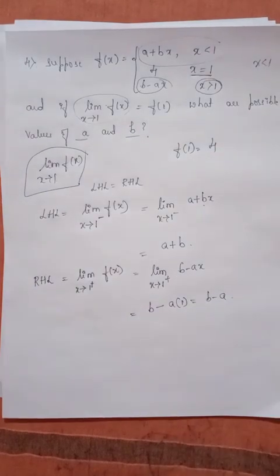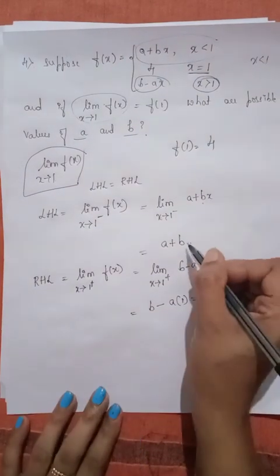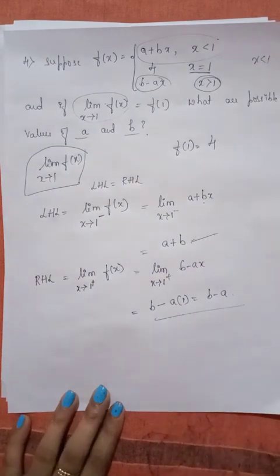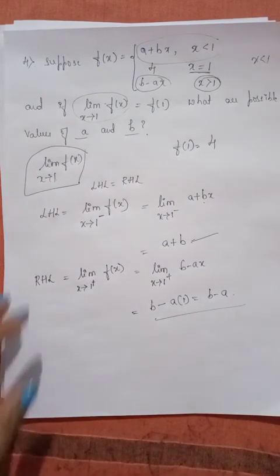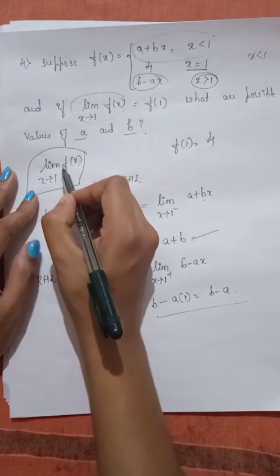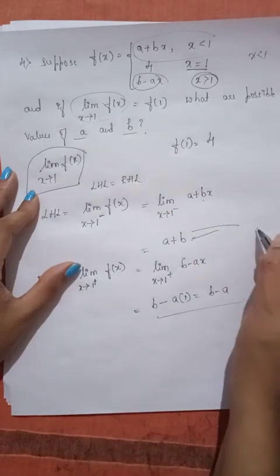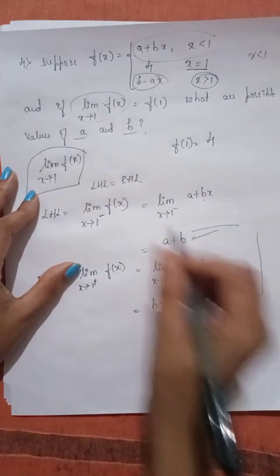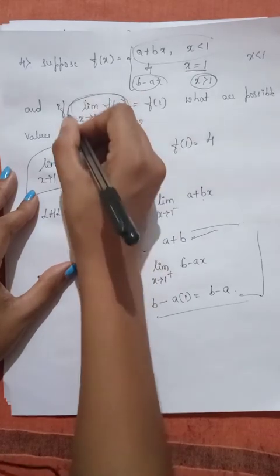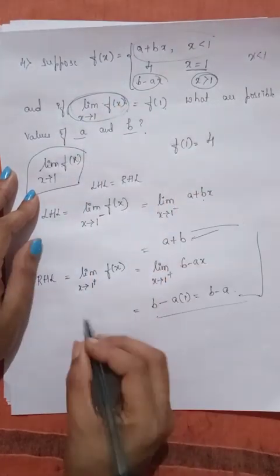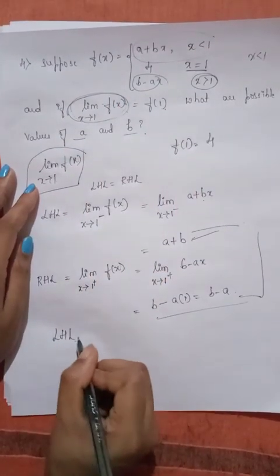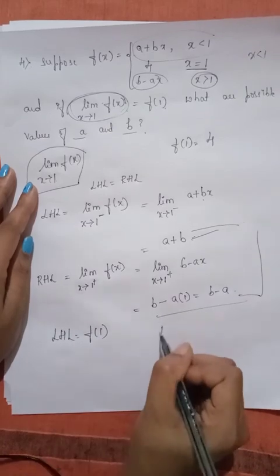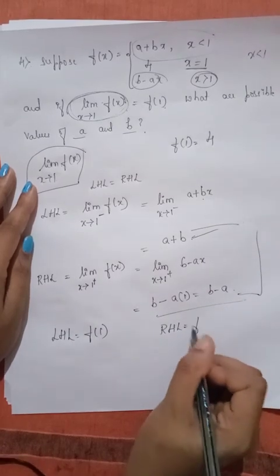So what did you get? The left hand limit is equal to a plus b and the right hand limit is equal to b minus a. But what do we know? The limit exists. When does the limit exist? If the left hand limit is equal to the right hand limit. But we know that the limit exists and it is equal to f of 1, which means the left hand limit should be equal to f of 1 and the right hand limit should also be equal to f of 1.